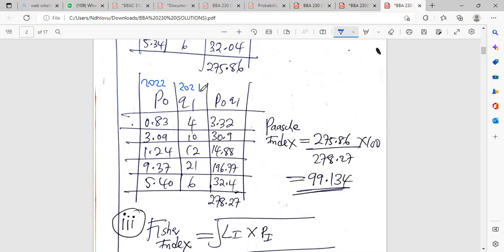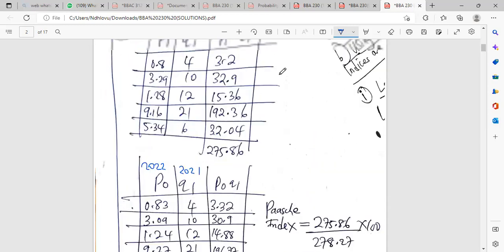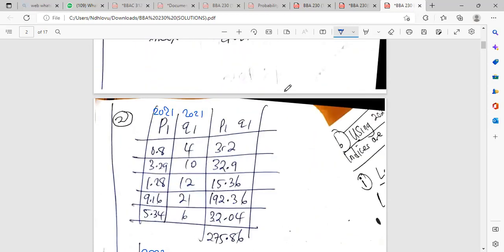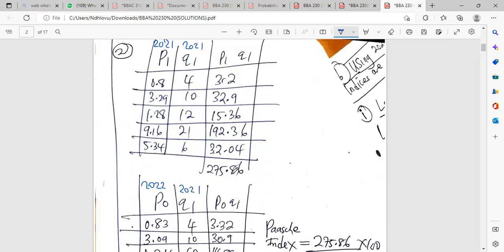So as we substitute here, we'll be able to get the values that are appropriate, that we need. Okay, so we are going to have the summation of P1 Q0, which is 275. When multiplying this one by that, we are getting that figure. This one by that, we are getting that figure. Then this one by that, we are getting that figure. Are people following so far?